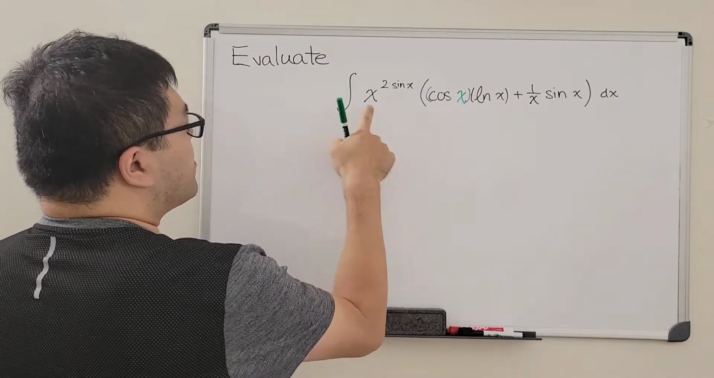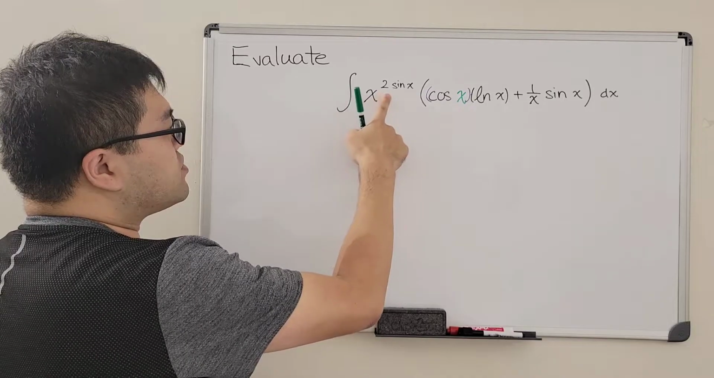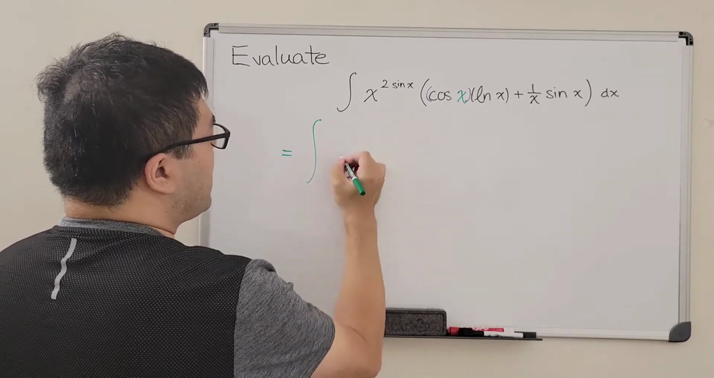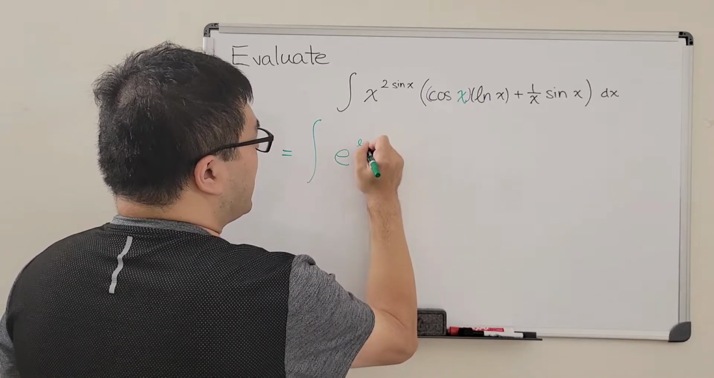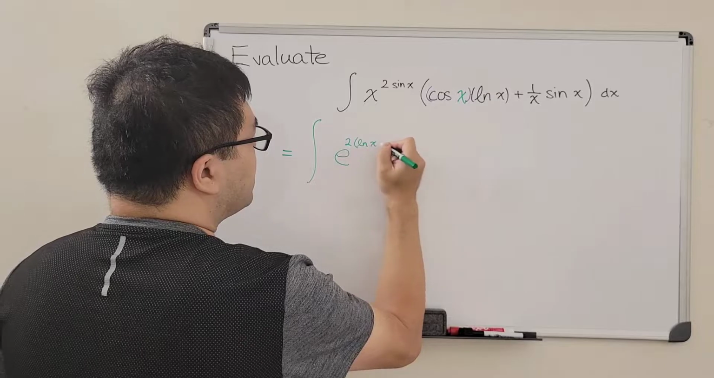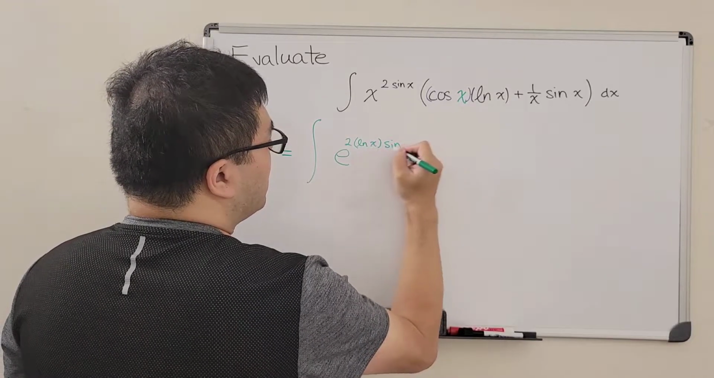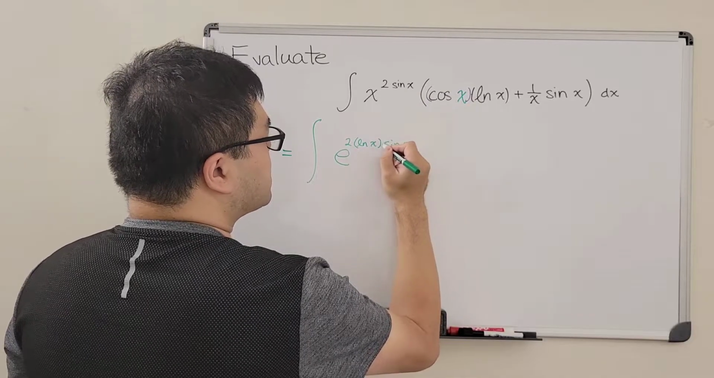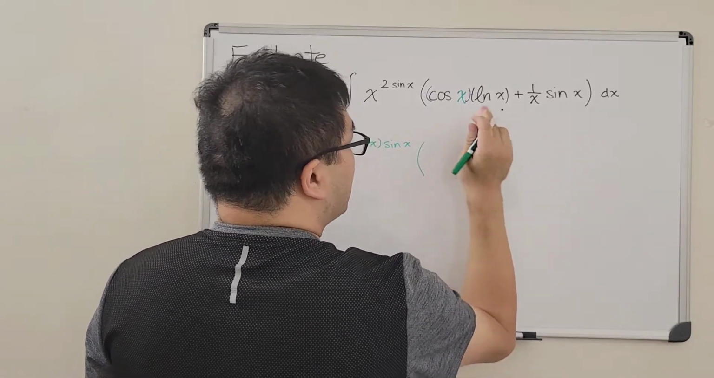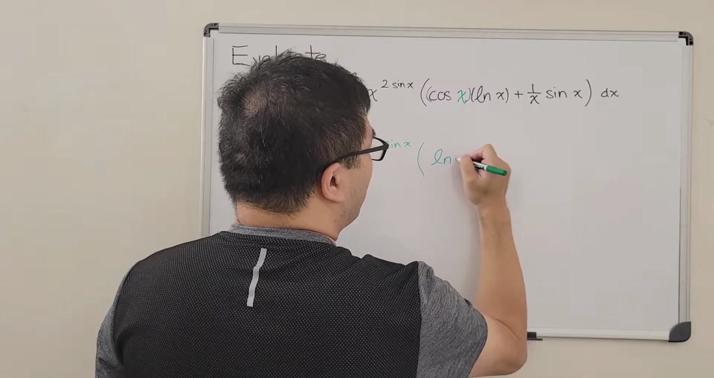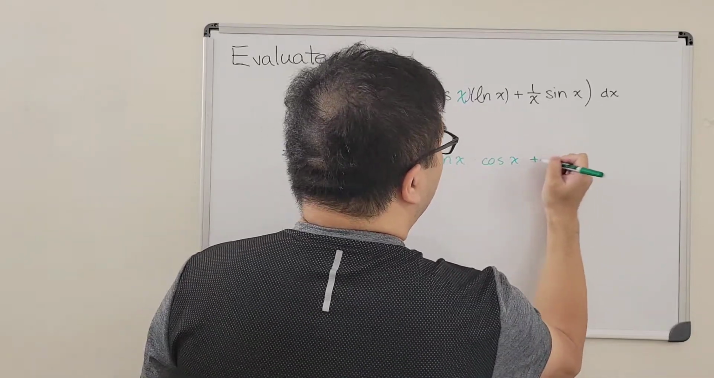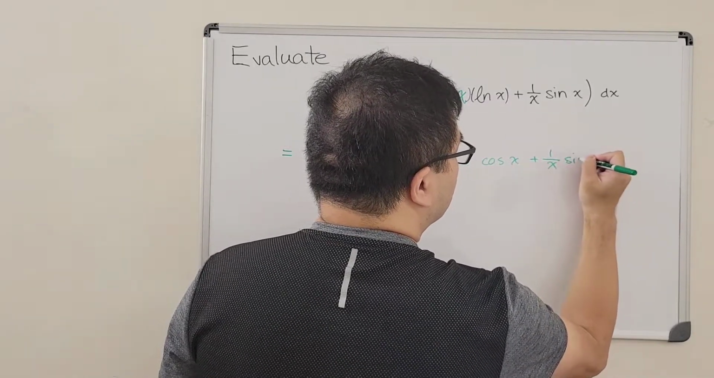Let's rewrite this part right here, the x to the 2 sine x power, into base e, which gives us e raised to the ln of x power times 2 sine x, which is the same as 2 times ln of x times sine x. And then we'll still have the remaining part. Let me rewrite the order, getting ln of x times cosine of x plus 1 over x times sine of x.